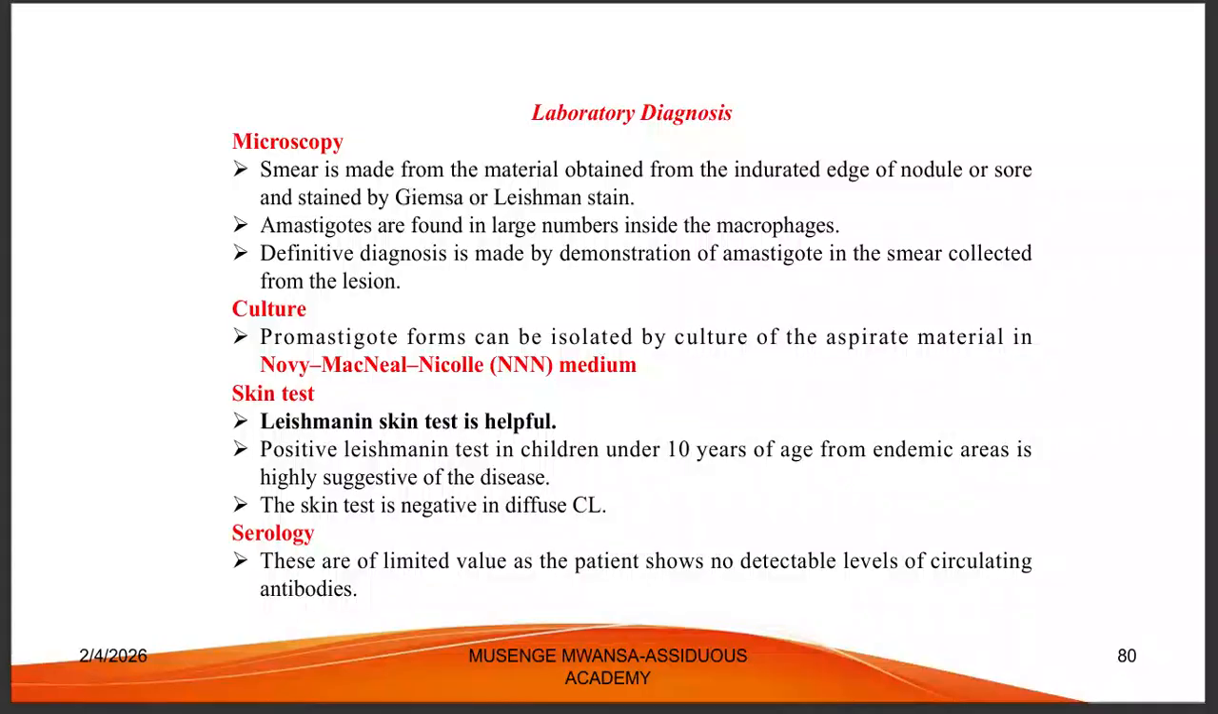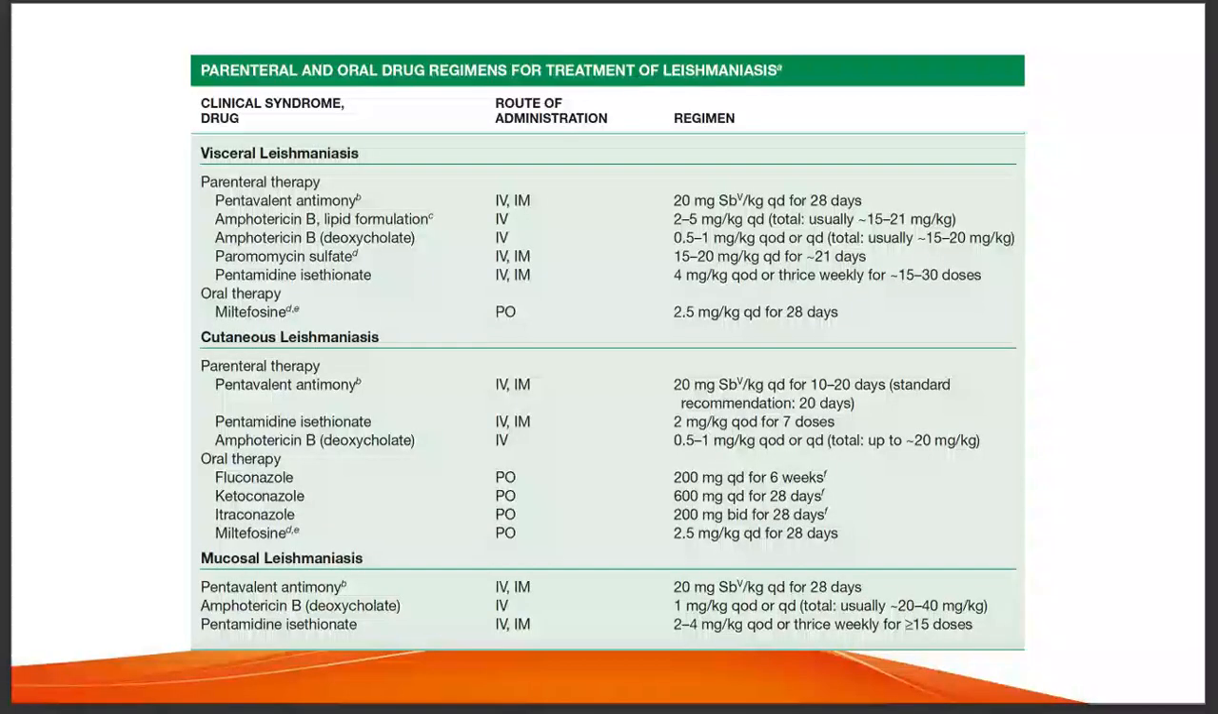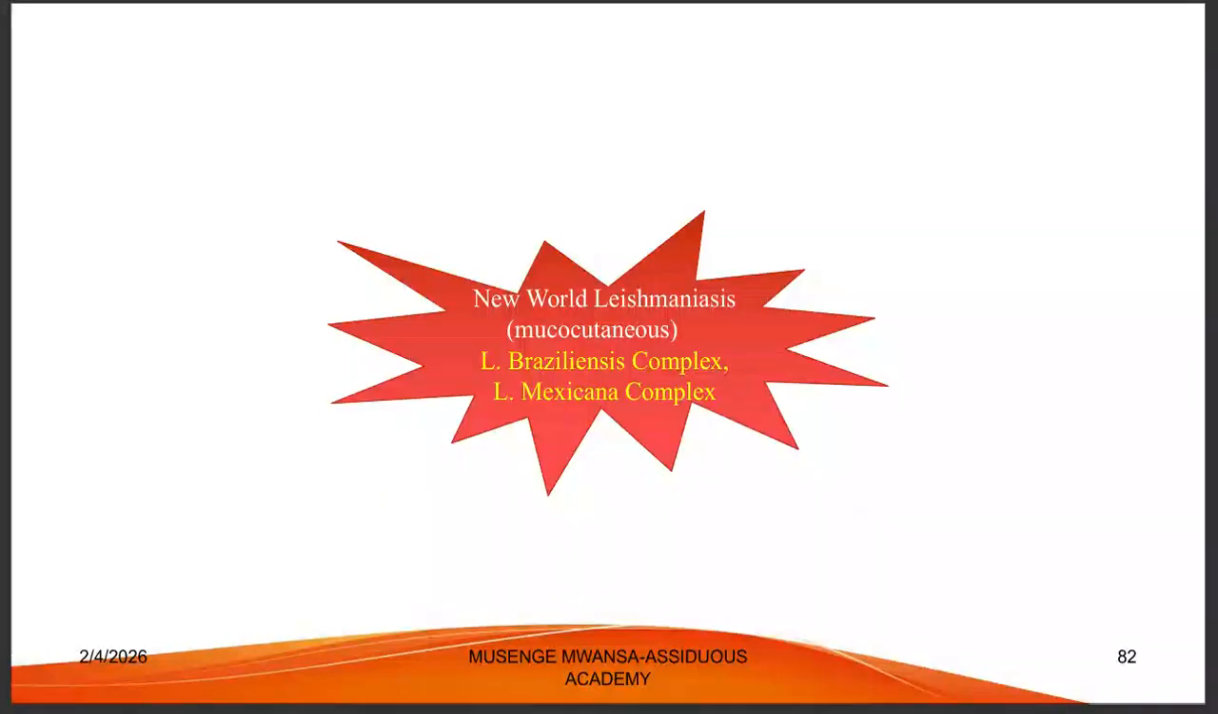So for the diagnosis, again, you can do microscopy, and in microscopy you basically want to see the amastigotes inside the macrophages. You can use the NNN medium. You can culture this one. You culture basically the parasite. To culture is to really grow it so that you can identify it, and this is the medium that you use. The Leishmanin skin test is also an important test that you can do. Okay, so basically that is on the Leishmania tropica complex that causes this cutaneous leishmaniasis.